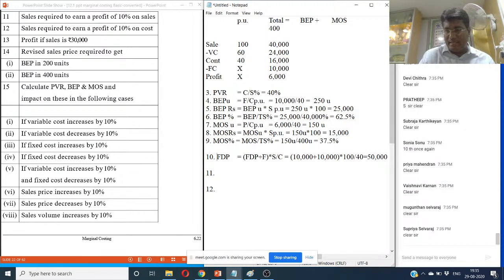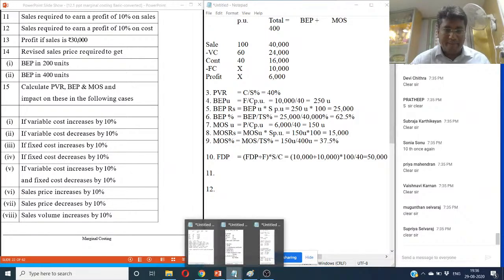10th is the desired profit case. If you want to earn a desired profit, that is 10,000 rupees, you must earn 10,000 and meet the fixed cost of 10,000. So the formula will be this one only, right? We have seen, right?